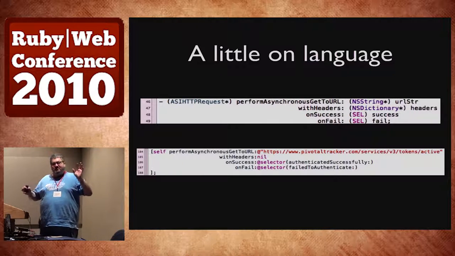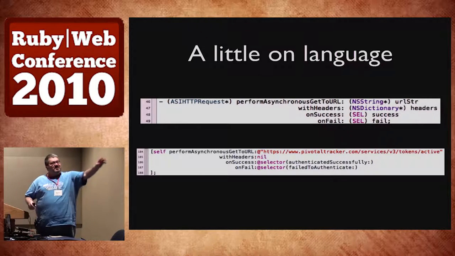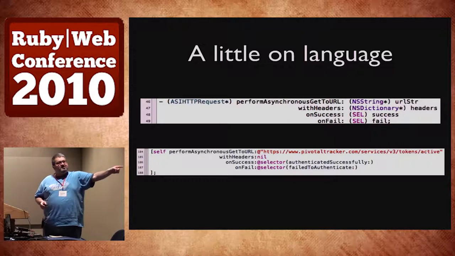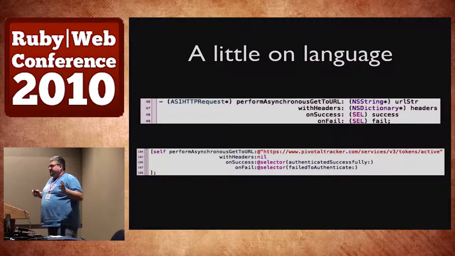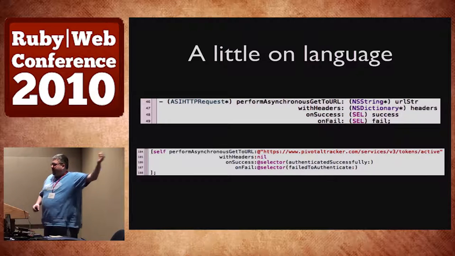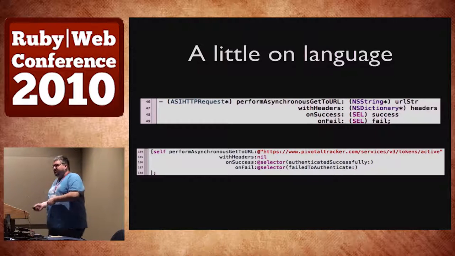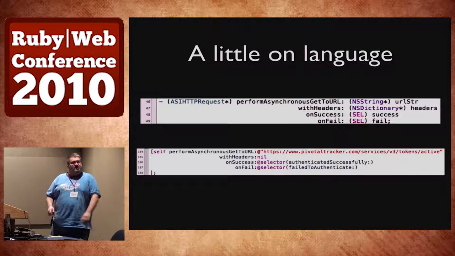So I'm just going to introduce you to a few of the language peccadilloes you just need to accept and then get past. So that's one of them. You've got the @ with the quotes. On success and on fail, those are actually passing function pointers. They call them selectors in Objective-C, and it's very much like in JavaScript. We're handing a callback off. Functions aren't exactly first-class objects. The selector says, give me a handle to this so that way I can pass something else.